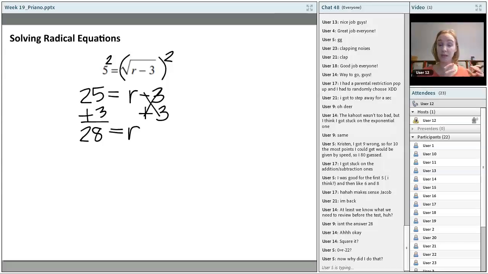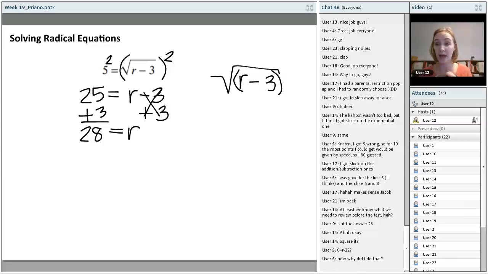So the 3, you kind of have to think of it this way. If you have the square root of R minus 3, think of the R minus 3 as parentheses, okay? So you can't break apart those parentheses until you've taken care of the radical.